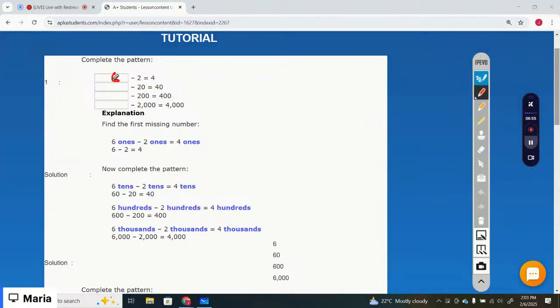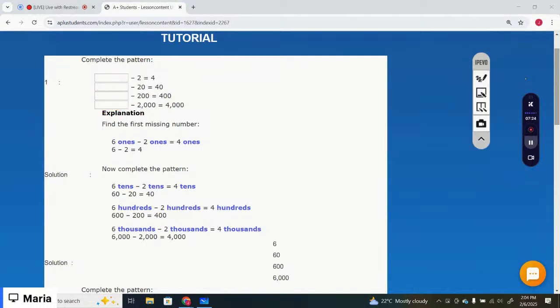So that is 6 minus 2. Now you have to find what number minus 20 is 40. That is, you are subtracting 2 tens. So that is 60 minus 20 equals 40. Then 600 minus 200 equals 400. And then 6000 minus 2000 equals 4000. So in the same way the number of zeros are increasing. The number of zeros are increasing over this side. So they're all increasing over this side, right?